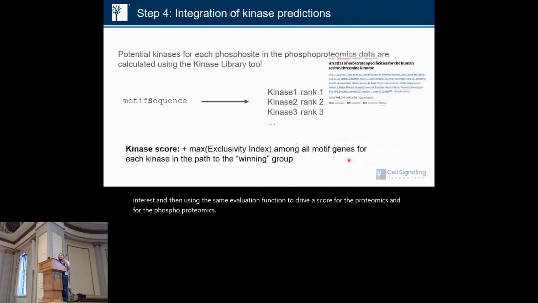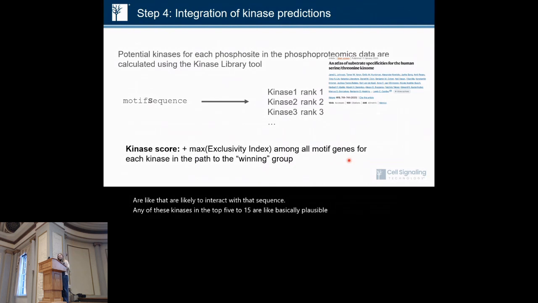Finally, or next to finally, we are integrating our kinase predictions by calculating a list of potential kinases that are involved with any phosphorylation that we see in the phosphoproteomics data. We use the kinase library tool for this, which will take a motif sequence and give a list of ranked kinases that are likely to interact with that sequence. Any of these kinases in the top 5 to 15 are basically plausible.